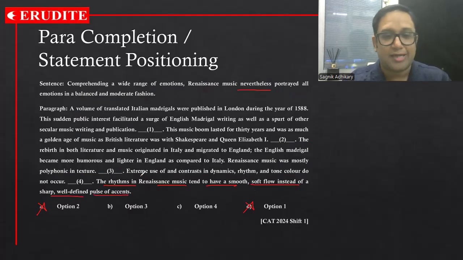The statement before that says, extreme use of contrast in dynamics, rhythm, and tone color do not occur. After this, then we see Renaissance music portrayed all emotions in a balanced and moderate fashion, which is the same as the statement before blank 4. But then we have the nevertheless. The nevertheless means that there is a change of argument here. A change of argument here fits perfectly.